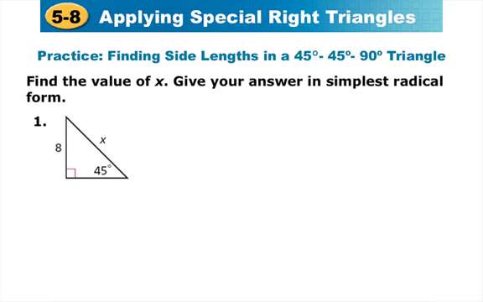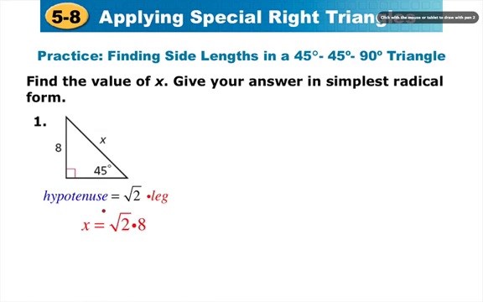So here's where you apply that formula you saw on the previous slide. It says find the value of x, give your answer in simplest radical form. So this is the formula that I'm going to be using. Hypotenuse is equal to radical 2 times leg. I'm going to substitute the information that is given to me in the problem. I'm given x, I'm given 8. X is the hypotenuse, the 8 is the leg. So I'm going to simplify this. And this is my answer.